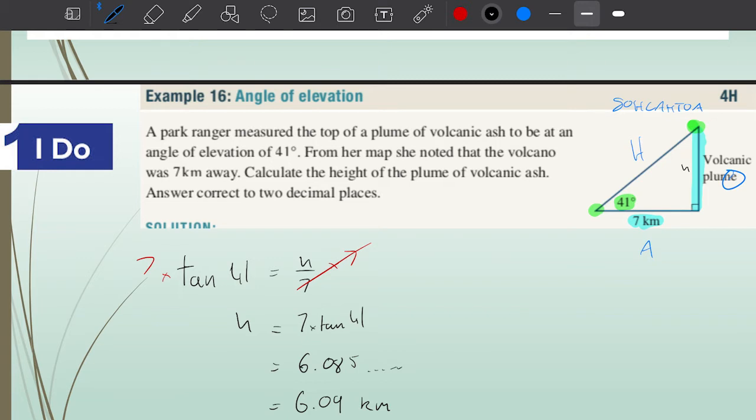So the only difference here between this question and one that we did in our last lesson is that instead of just being told that this angle is 41 degrees, we've used this new language, angle of elevation. I didn't tell you she was looking up at the top of the volcanic plume. I told you that there was an angle of elevation. So you need to remember in your head that an angle of elevation means that she's looking up.